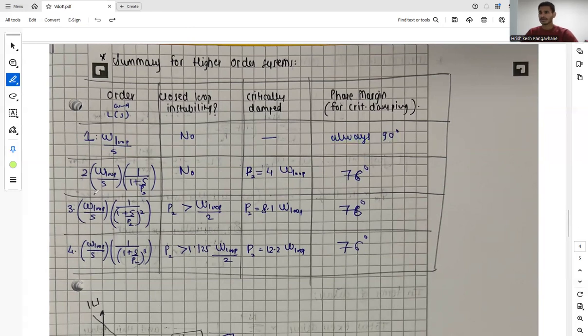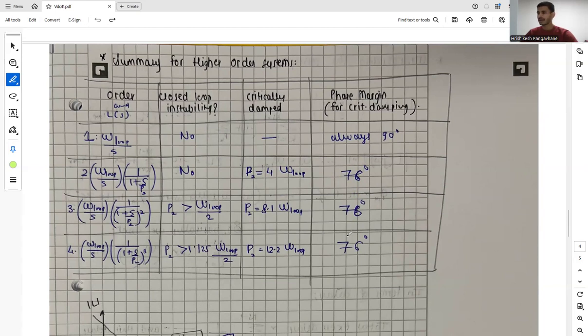In our second order system, where our loop gain function looks like this, there is no instability, it is unconditionally stable, where P2 lies at 4 times omega loop for critical damping, and in that condition we get the phase margin of 76 degrees. And we will apply 76 degrees to all the further higher order systems so that we get declared stability in those systems.